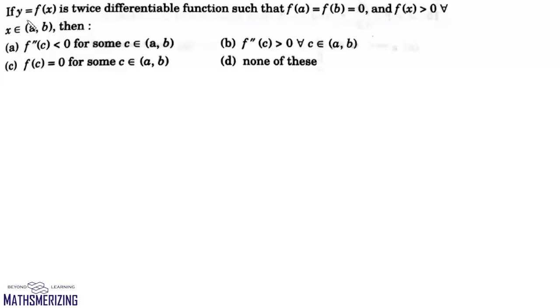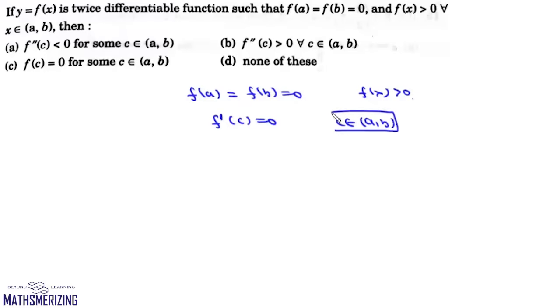Now the question is, if y = f(x) is a twice differentiable function such that f(a) = f(b) = 0 and this function f(x) is positive, then which of the following is correct? Now using Rolle's theorem, we can say there is at least one point in the interval (a, b) such that f'(c) is 0. So this function will have a critical point in this interval (a, b).